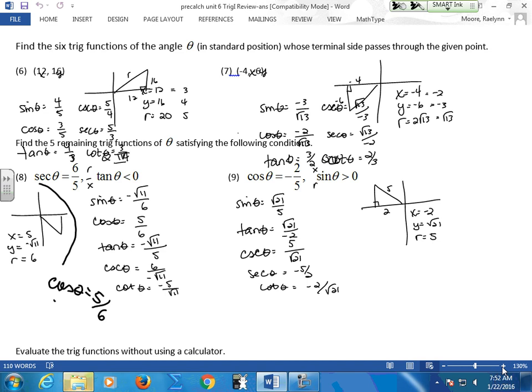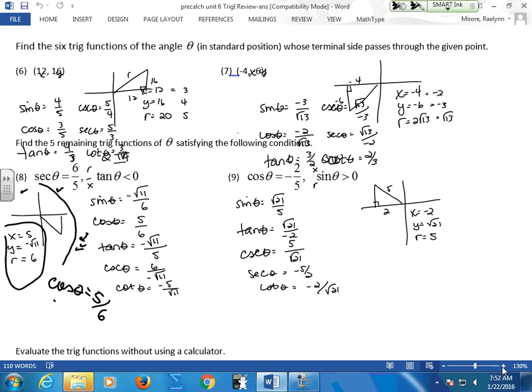Where is cosine positive? 1 and 4. Where is tangent negative? 2 and 4. So we have to live here in quadrant 4. Set up your pieces, and then give me all your trig functions.